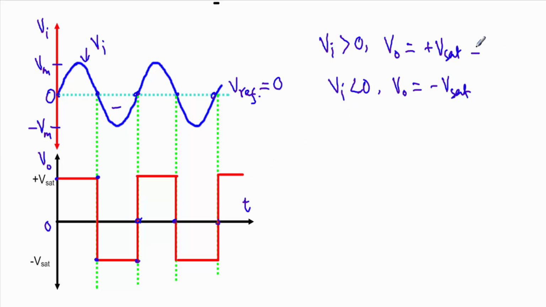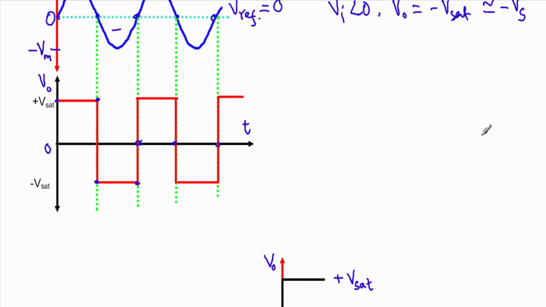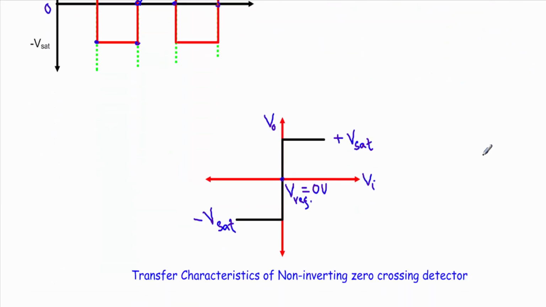Our positive saturation voltage is controlled by the positive supply voltage Vs, and the negative saturation voltage is controlled by the negative supply voltage minus Vs. Now let me show you the transfer characteristics of this circuit. On the x-axis we are taking input voltage, on the y-axis we are taking output voltage, and here we have reference voltage equal to 0.